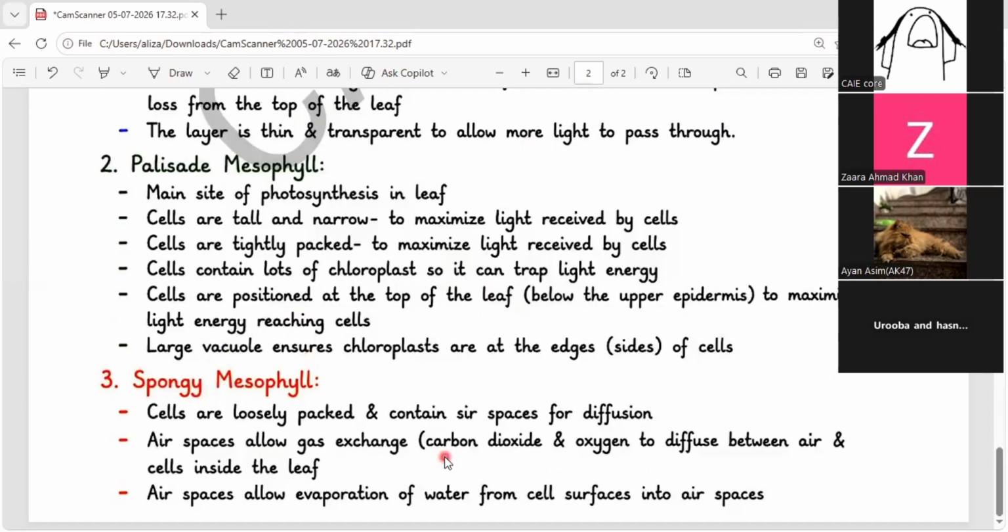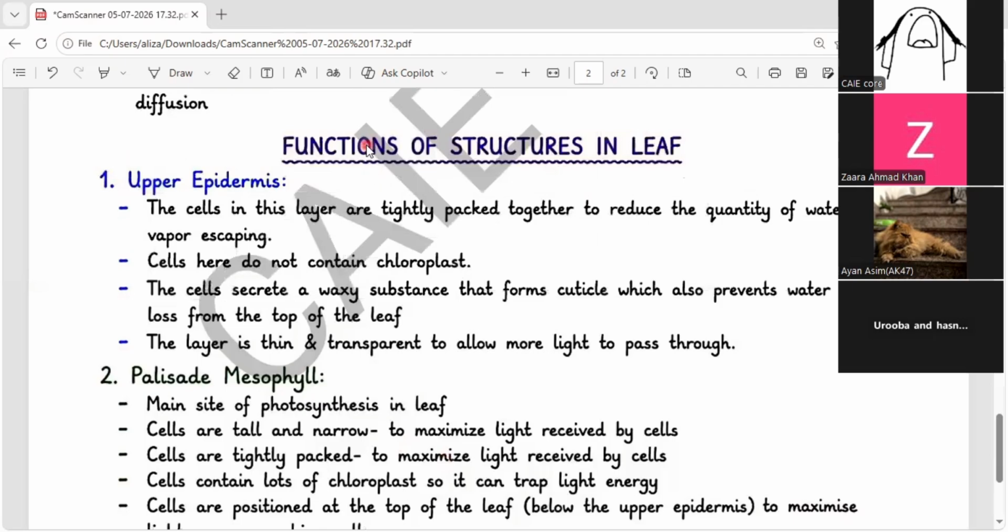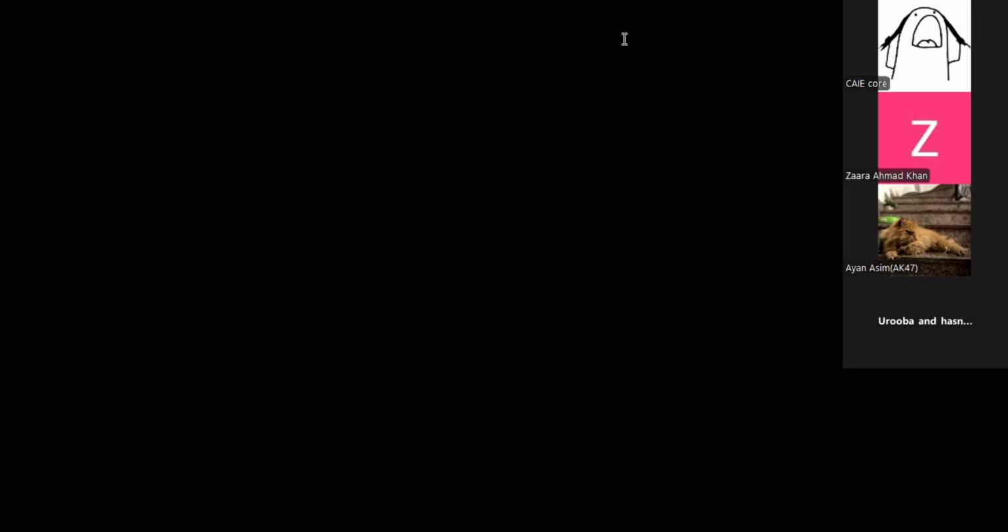We'll give a recap of the functions of structures in a leaf in the next class, but by that time make sure you go through it and make yourself a little thorough with it.